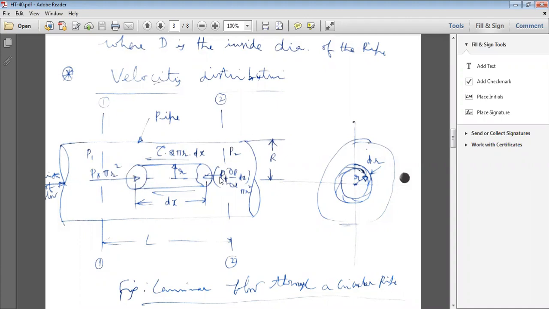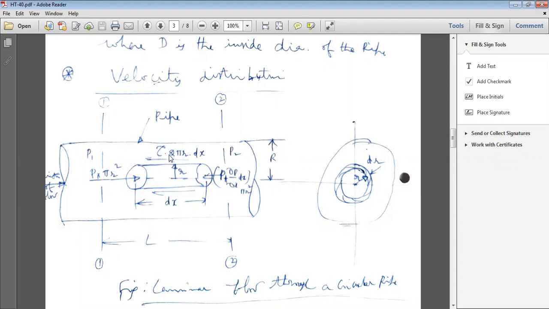And here, P is the pressure. What is the pressure at the right hand side? P plus dou P by dou x into a distance of dx. That's why the pressure at the right hand side is P plus dou P by dou x into dx, and you have to multiply with the area, the circular area pi r square. So this is the pressure force.